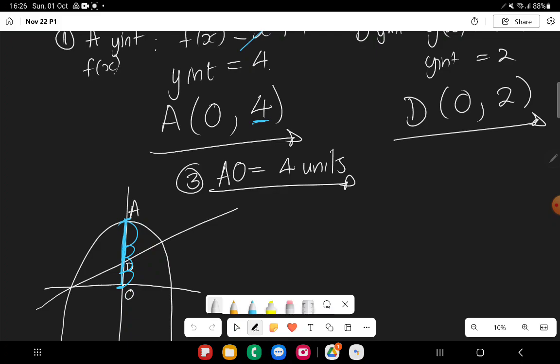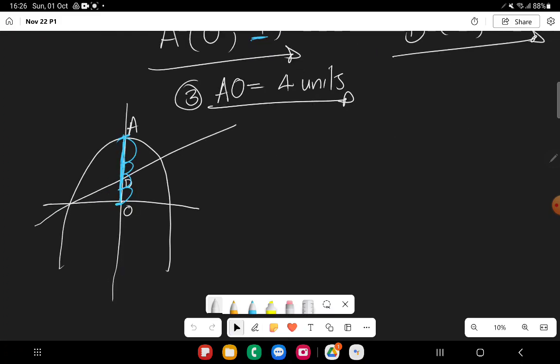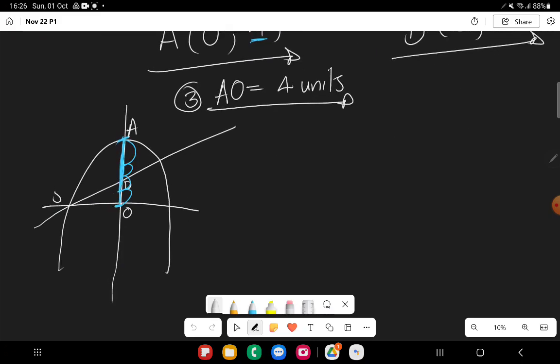Question number 4, what are the coordinates of B? Now B and C are the x-intercepts of the graph. In our little sketch, this is B and this is C, and this one here is E. The question is, what are the values of B?